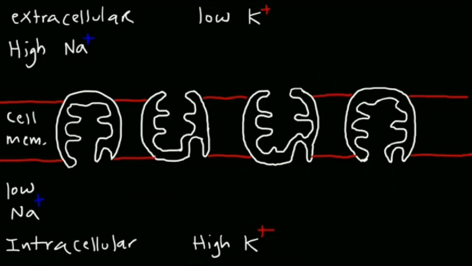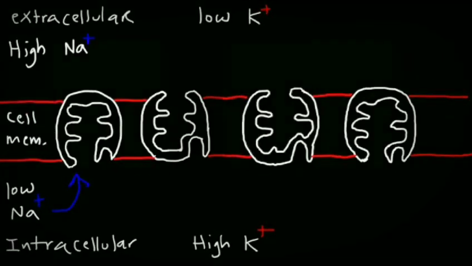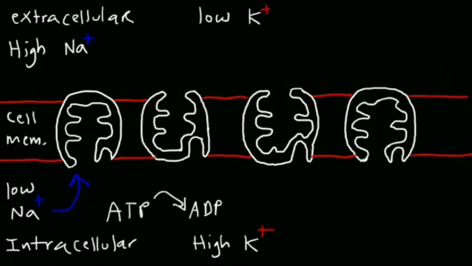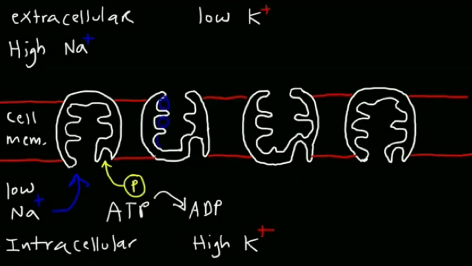Now, the first thing that happens in the sodium-potassium pump is that 3 sodium ions will enter the pump. In addition, energy is needed. So ATP is going to convert to ADP, and it's going to phosphorylate the pump. It's going to activate it. So it's going to transfer a phosphate group in the process. So right now we're going to have 3 sodium ions and a phosphate group.